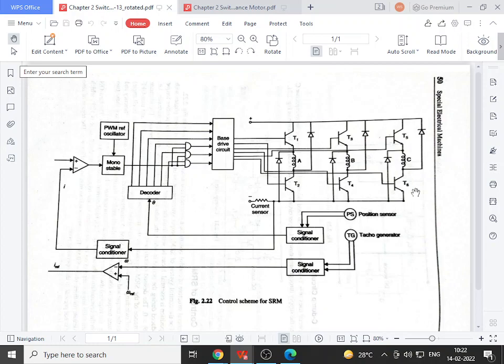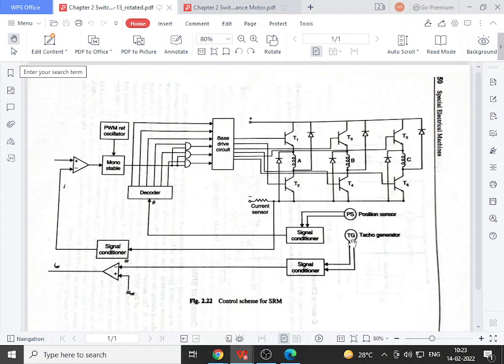The lower leg switching devices are generally controlled with the help of the chopping frequency or stepping frequency of the drive. For that purpose we have to sense the speed of the motor. How do we sense that speed? The simple sensor used to sense the speed of the motor is the tacho generator. So we use one tacho generator. What is the tacho generator? It is a simple DC generator which is coupled on the shaft of the motor.